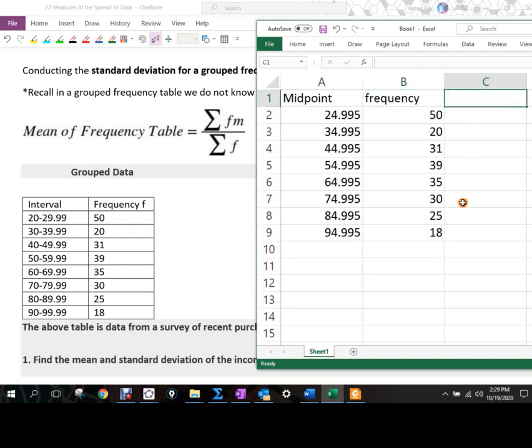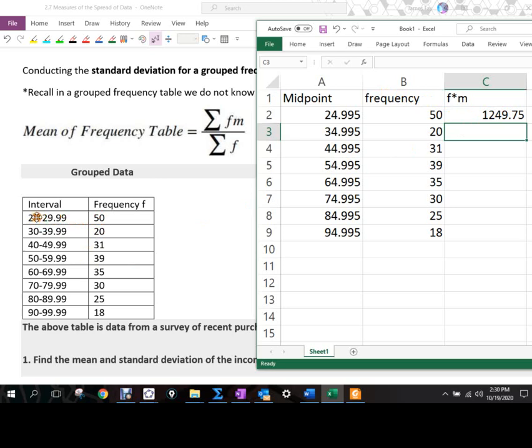Okay, so if I want F times M here, it's going to be equal to, this is the frequency cell, and then multiply it times my midpoint cell, right? Does that make sense? And I get 1,249.75. Okay, so I had 50 data points that fell inside this interval.